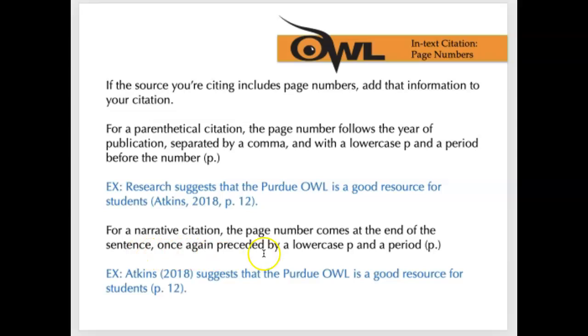Whereas with a narrative citation, the person's name goes at the front, and you're talking about that. So Atkins suggests, Atkins argues, Atkins claims that, and that's what you would do for that. And then if it is a direct quote, you put the page number at the end of the sentence. But you always keep the year with the author.